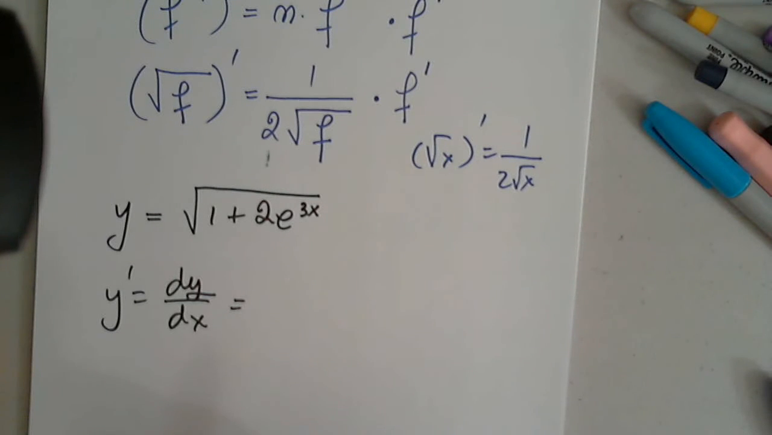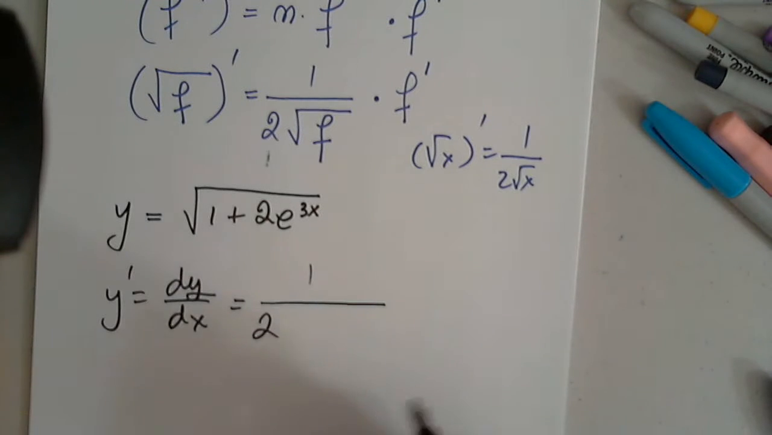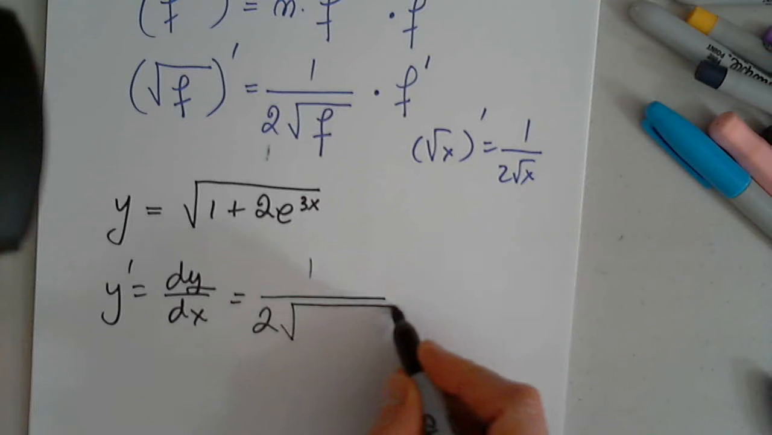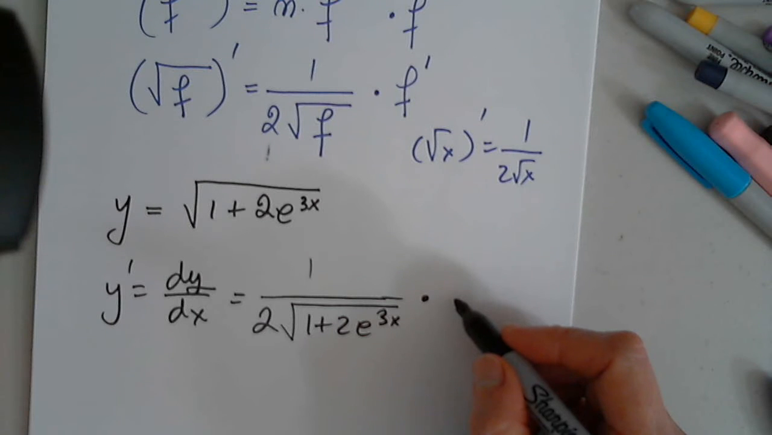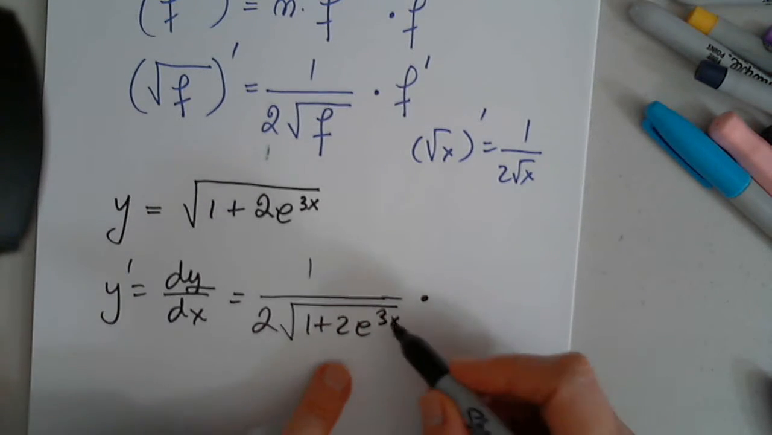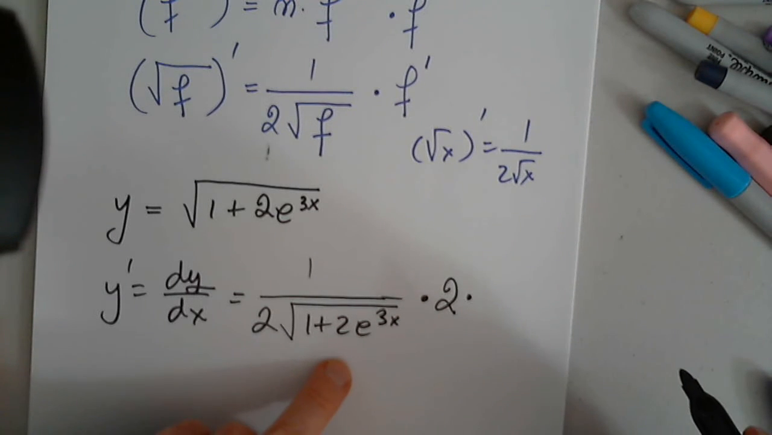So it'll be 1 divided by 2 times the square root of all that. And then it would be 3. I actually don't know how to do 3x to 2. So when we differentiate a constant times a function, the constant stays in front.